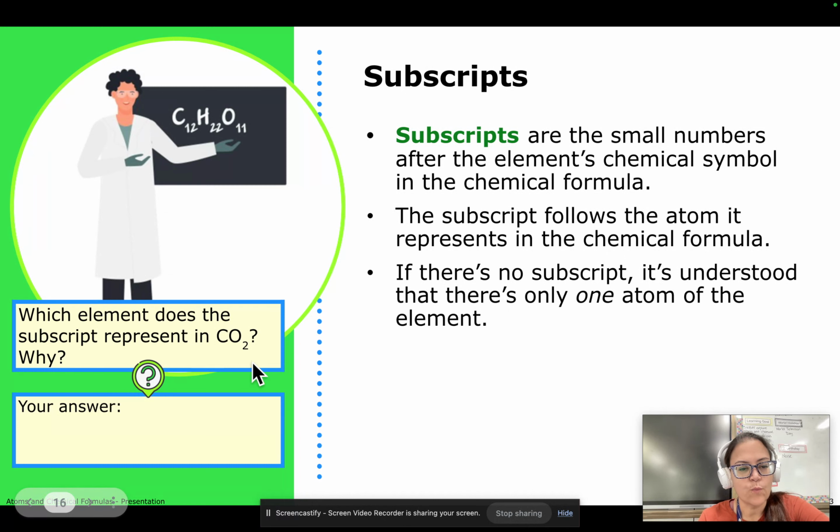So here it says, which element does the subscript represent in CO2? This little 2 here, does that mean there are 2 carbons or 2 oxygens? It's 2 oxygens because the 2 goes directly with the element that it follows. If there was more than 1 carbon, there would be a number between the C and the O. But since there's no number there, there's 1 carbon and 2 oxygens.